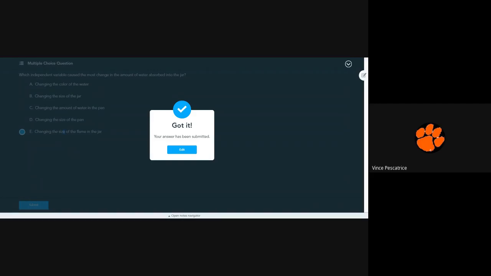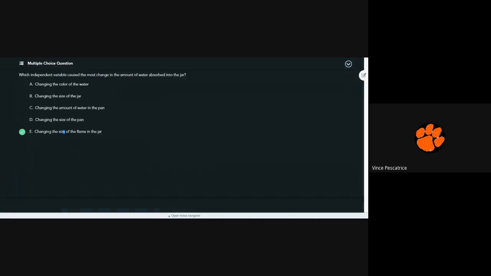All right. Almost everybody got it right. So the one that had the biggest change was the size of the flame in the jar. It absorbed much more water, almost double the water than was there before. All right, so that was our conclusion.